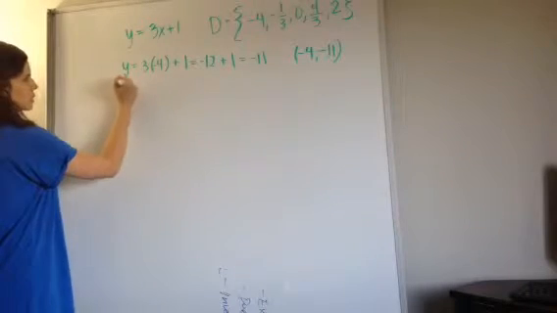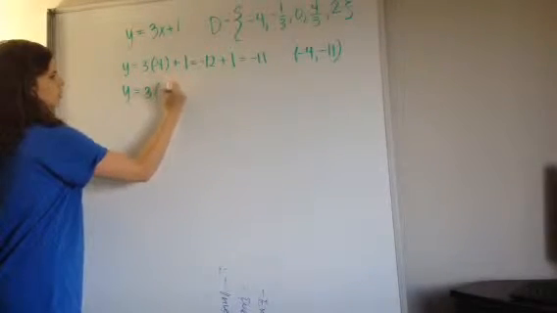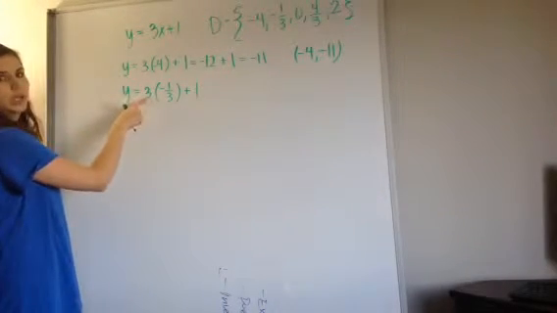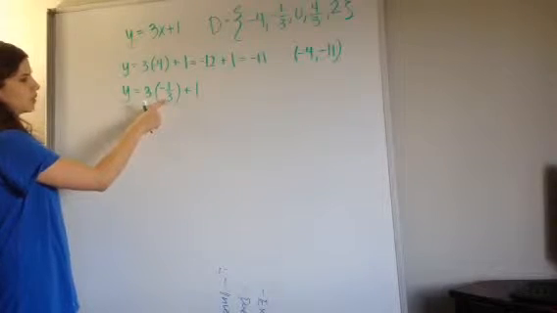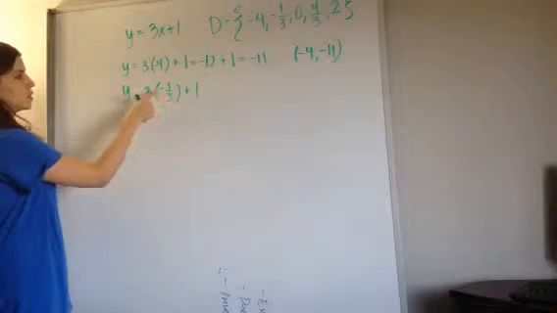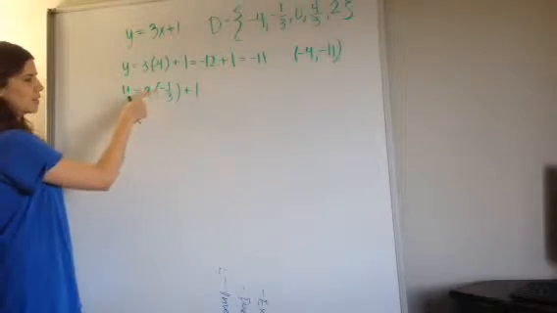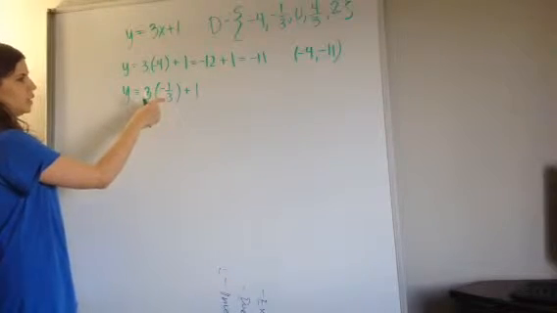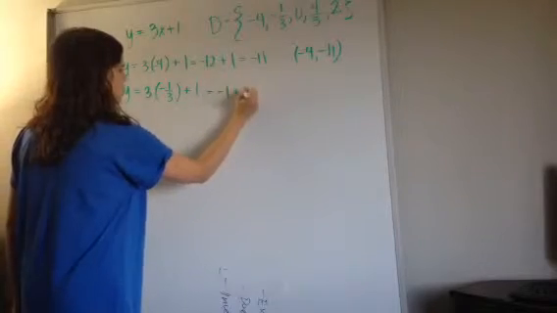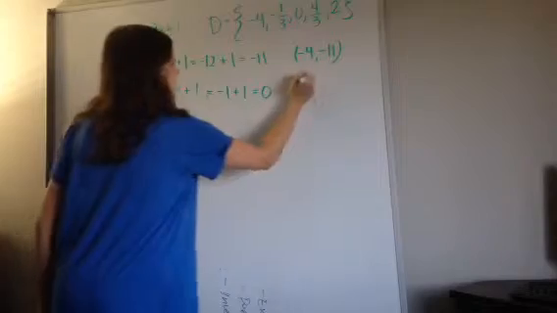I'm going to do the next one because fractions can be kind of tricky. So 3 times negative 1/3 plus 1. So 1/3 of 3. If I divide 3 by 3, or I could do 3 times 1 is 3, divided by 3 is 1. Sorry, I said times. So it's going to be negative 1. Negative 1 plus 1 is 0. So the y value is 0 when the x value is negative 1/3.